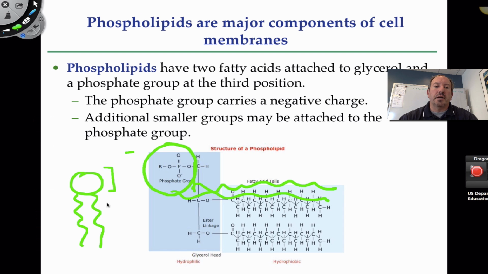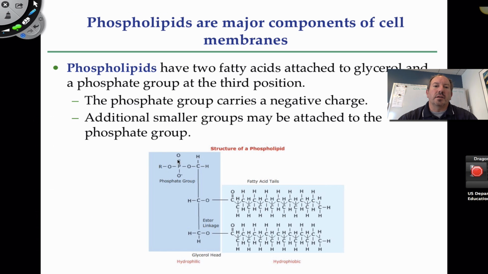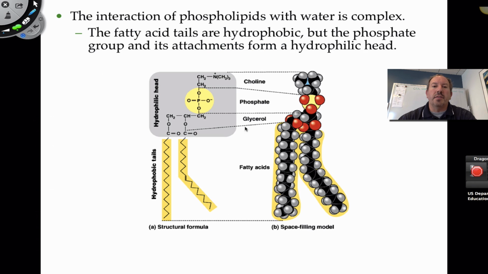This is the polar area and the nonpolar area. And so what's interesting is the phosphate group carries a negative charge, but the fatty acids are nonpolar. So they're similar to a triglyceride, but different in a significant way, in that this head area is hydrophilic and the tail areas are hydrophobic or nonpolar.